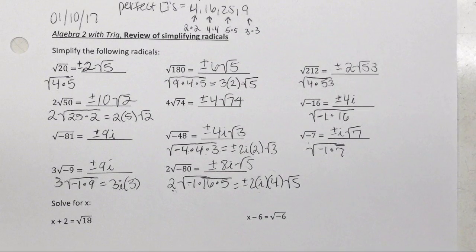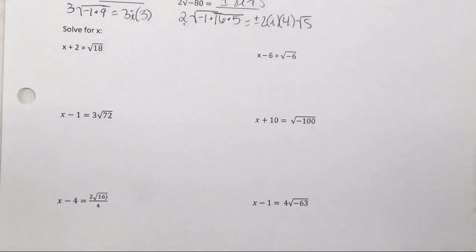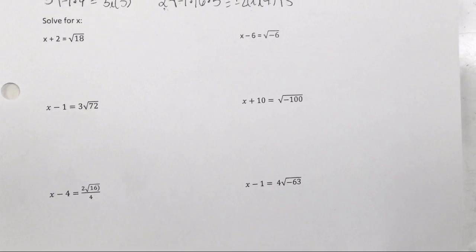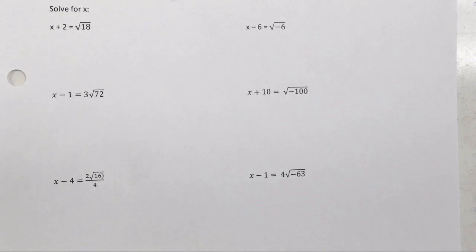Alright, so that's just a review of simplifying radicals. Now we're going to get into solving for x. And these are kind of what you get when you get to the end of your completing the square and y'all have trouble solving for x. So we'll go over how to do that at this point.